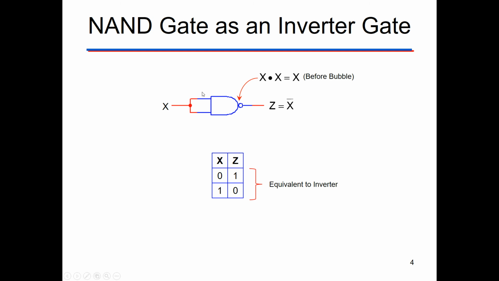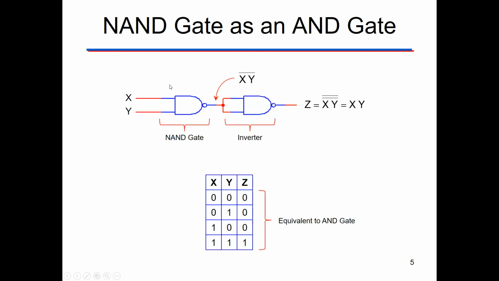So a NAND as an inverter gate, remember that little bubble on the end acts as an inverter. And it signifies a negative. On a flip-flop, it signifies an active low input. But in this case, it signifies that we flip the output. So if you want to invert something, you take the same input and run it to both inputs of your NAND gate, and that's equivalent to an inverter. Okay?